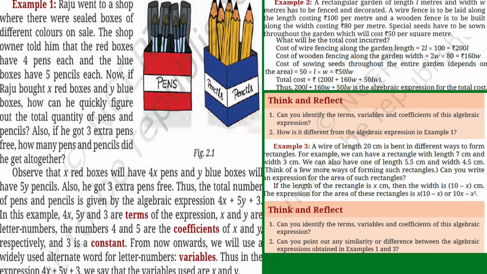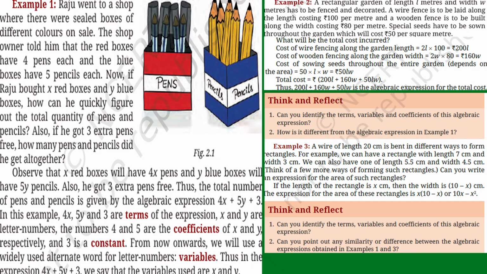So what all information is given for this particular example too? We have a rectangular garden, a specification that the garden is rectangular in shape. Immediately, we should think about the length and width of the rectangle. So, what are the measurements that are given? The length is L meters and the width is W meters. Now, what has to be done? It has to be fenced and decorated. Fencing, where do we put it? It normally runs along the length and along the width, right?